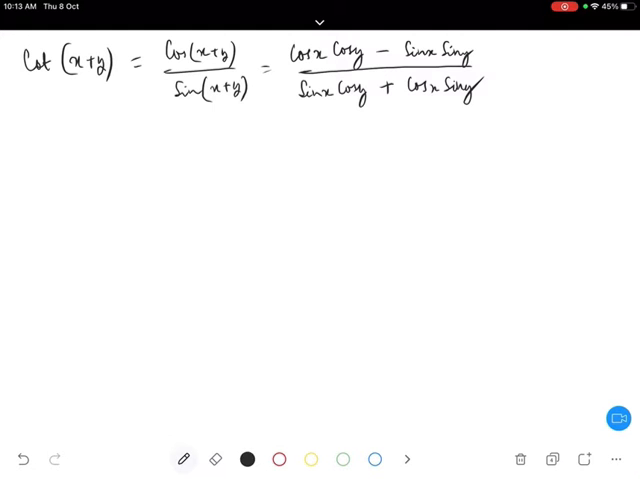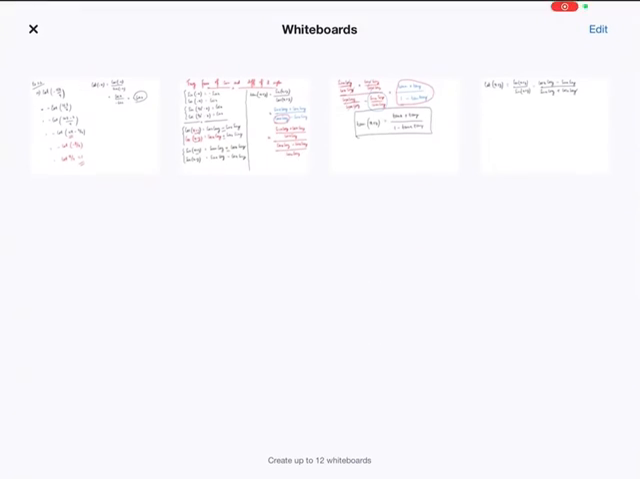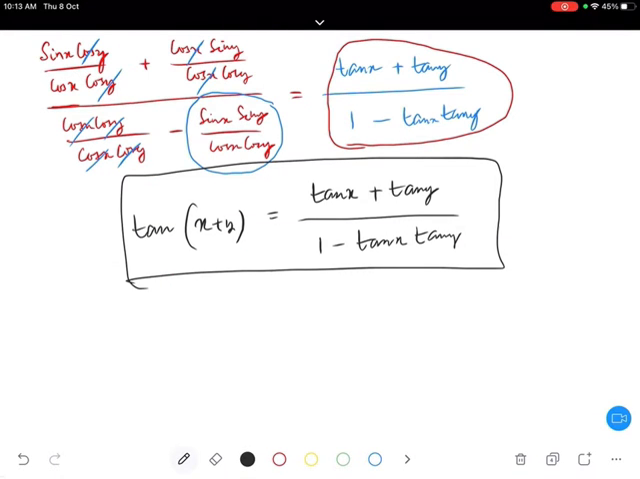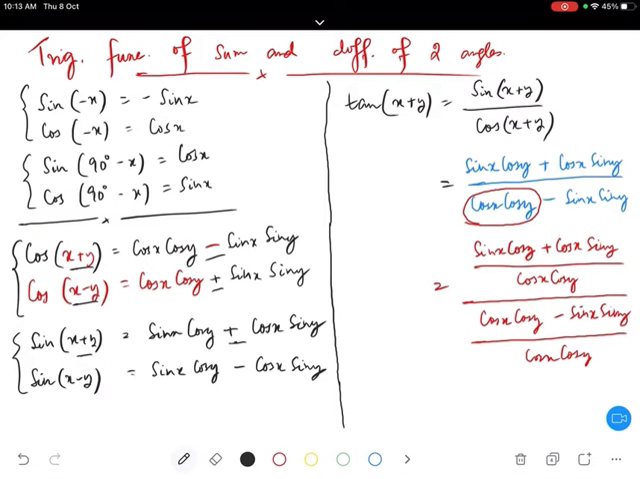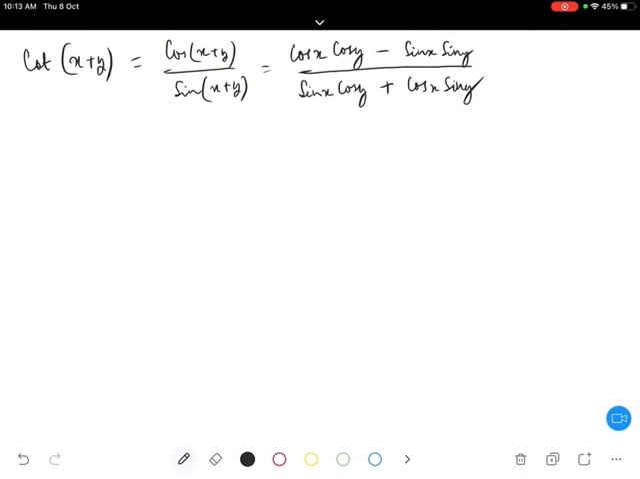Now tell me, what should I divide it with? Previously, we were discussing the tan function, so we divided by cos x cos y. Why did we divide by cos x cos y? Because sin x by cos x gives us tan. But here, we have cot. So I need to get cot everywhere, right? So how can I get cot? Cot is cos by sine.